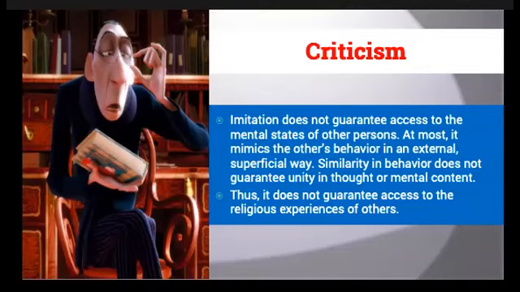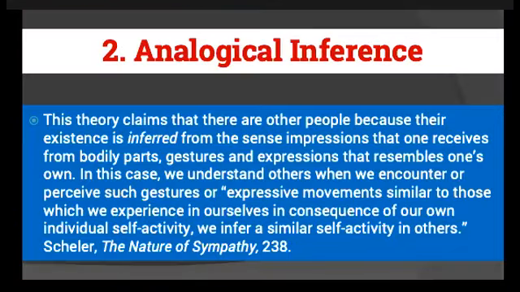Let's proceed to the second theory, analogical inference. This theory claims that there are other people because their existence is inferred from the sense impressions that one receives from bodily parts, gestures, and expressions that resemble one's own. In this case, we understand others when we encounter or perceive such gestures or expressive movements similar to those which we experience in ourselves in consequence of our own individual self-activity. We infer a similar self-activity in others.